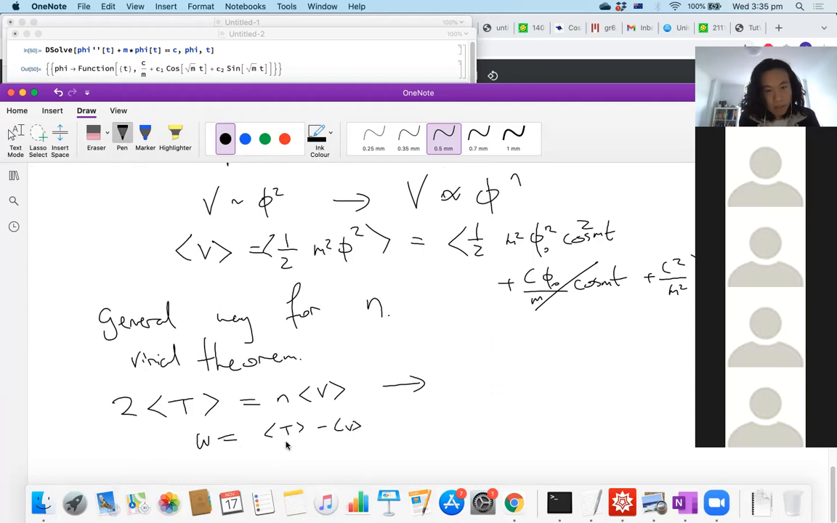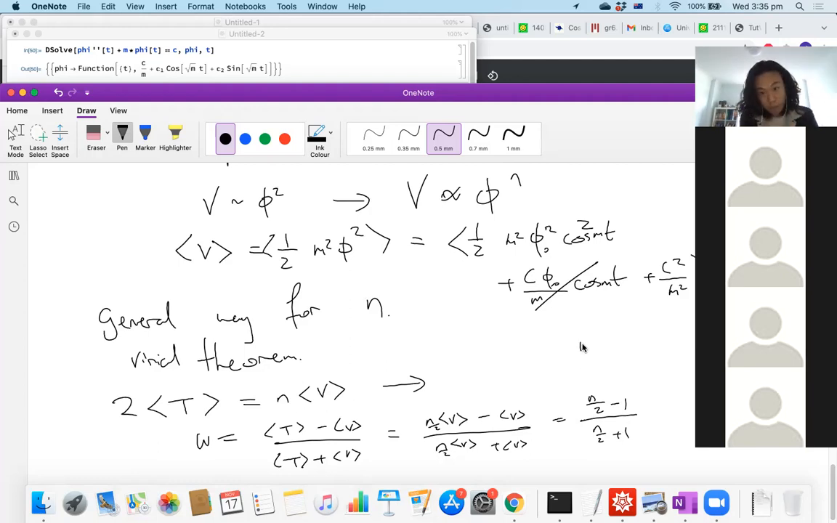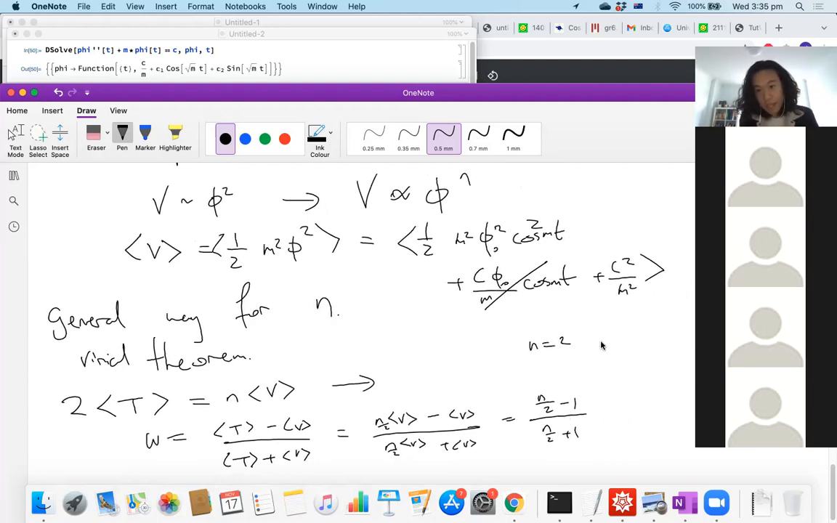So then, using the Virial theorem, for general n you can always get the equation of state w as T minus V over T plus V, equals n over 2 V minus V over n over 2 V plus V. So all the V's cancel out, and that just equals n over 2 minus 1 over n over 2 plus 1. So for n equals 2, we get w equals 0. For n equals 4, we get 2 minus 1 over 2 plus 1, so w equals a third. So it acts like radiation. For n equals 3, you get something in between radiation and matter, where w equals a fifth. So you can do this for a general n.